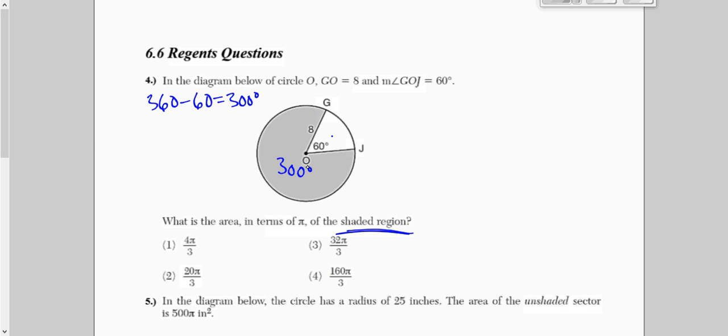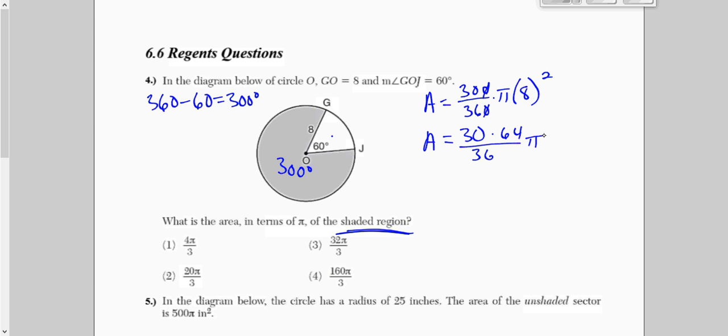Now we can just plug in directly. Radius is 8, angle's 300, so our area will be 300 out of 360 times pi times 8 squared. Let's simplify this. Cancel those 10 factors out of there. Area equals 30 over 36 pi times 8 squared, which is 64. 30 over 36, I believe that reduces to 5 over 6. 5 times 64 over 6 pi.